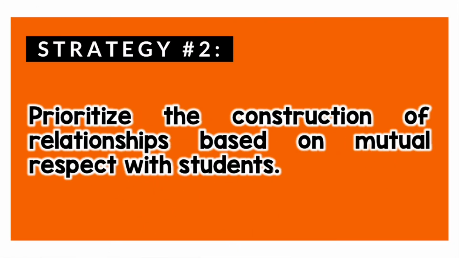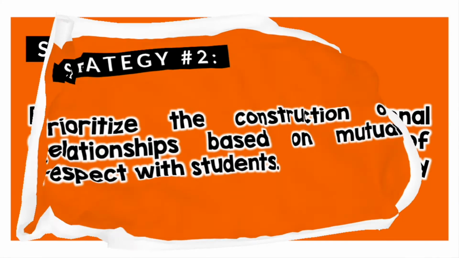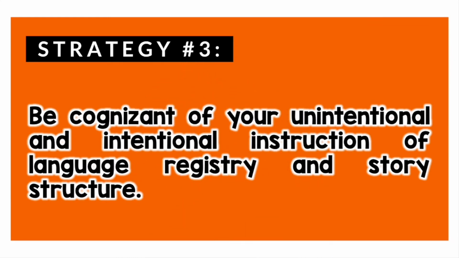Strategy number 2, we need to prioritize the construction of relationships that are based on mutual respect with our students. We need to be cognizant of our unintentional and our intentional instruction of our language registry and story structure. We are instilling our students with social capital with our language use. We need to use academic vocabulary. We need to use enhanced vocabulary to enhance our students' understanding of the world around them.